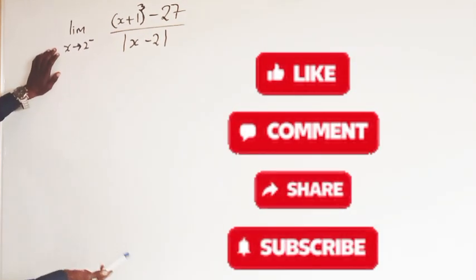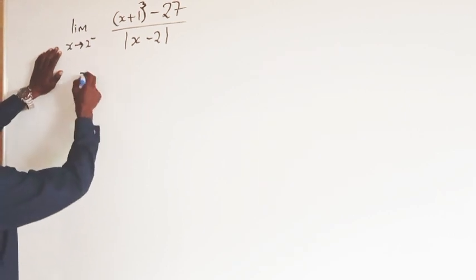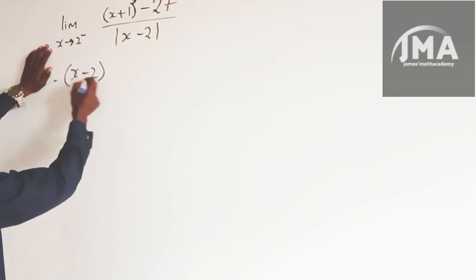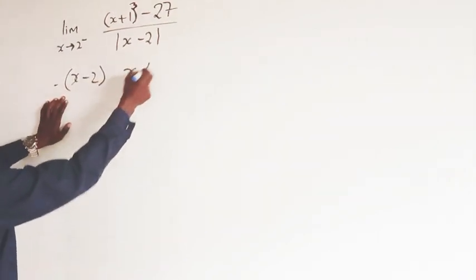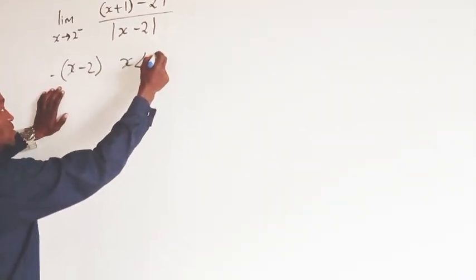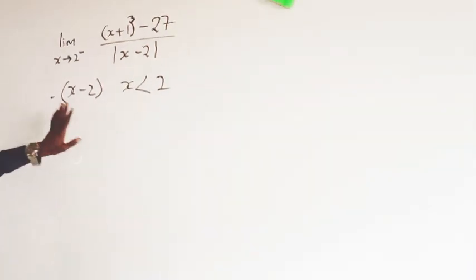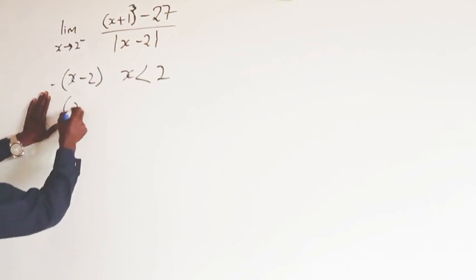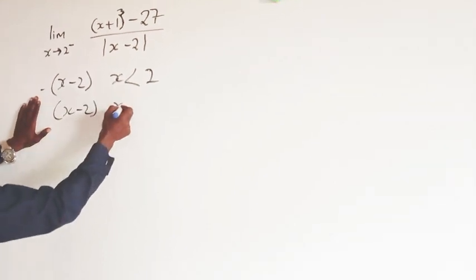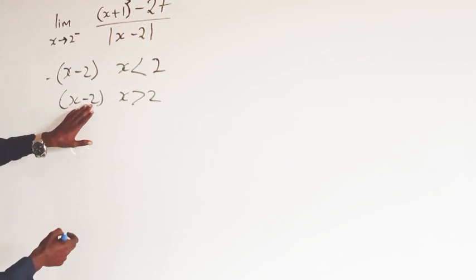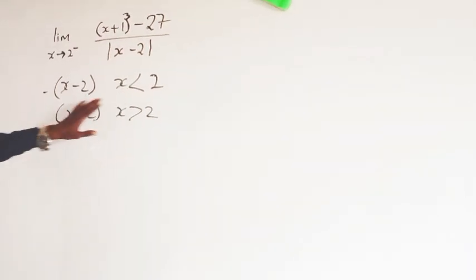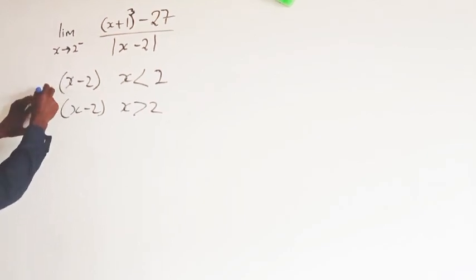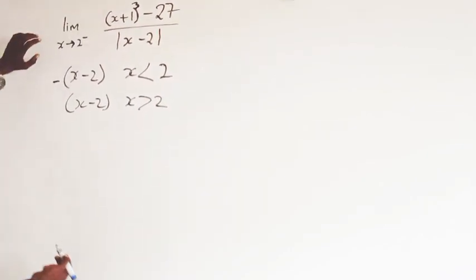It is essentially the same thing as writing, when x is less than 2, negative bracket x minus 2. So when x is greater than 2, it is essentially the same as writing x minus 2. When x is greater than 2, you're going to have x minus 2, okay? And when x is less than 2, it's going to be this negative there, okay? So the negative stands.